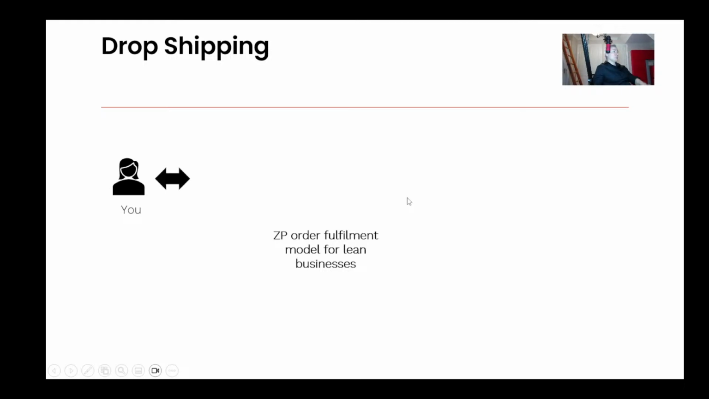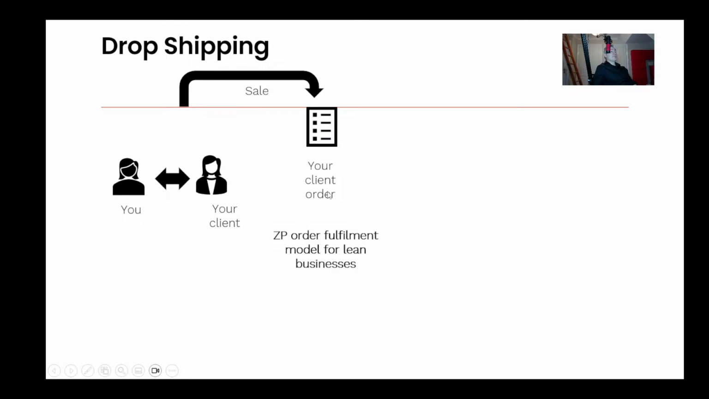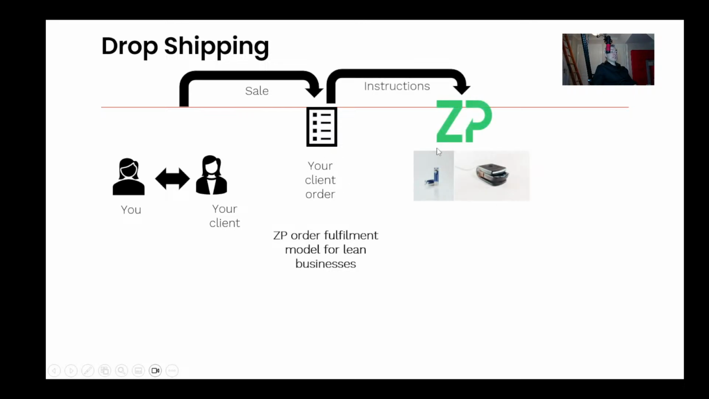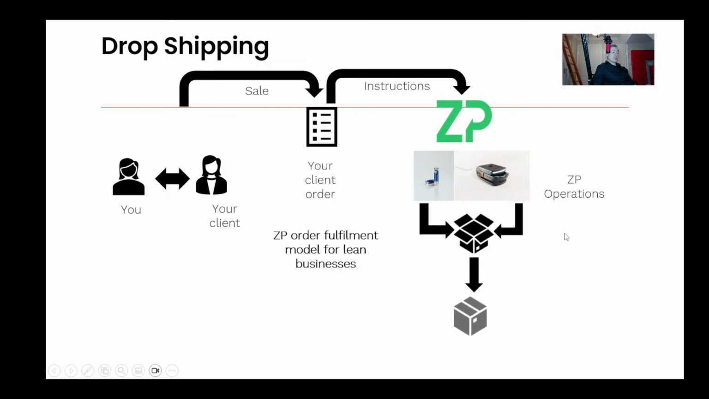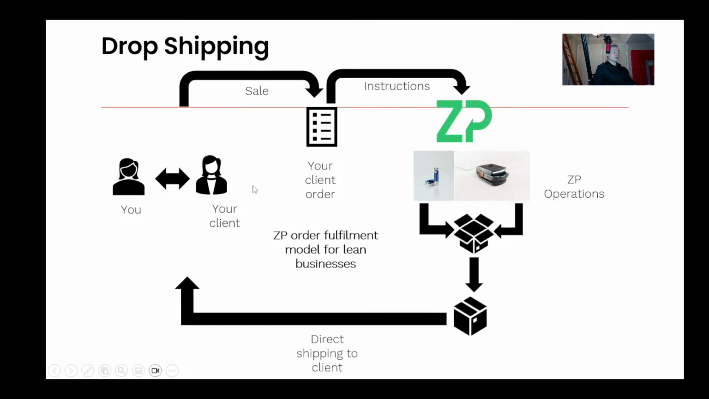The hardest thing in the world is actually finding a client. But once you've got your client, you're able to send us an instruction to ZP. ZP is then able to take the sensors and the meter, put them in a box and ship them to the actual client.